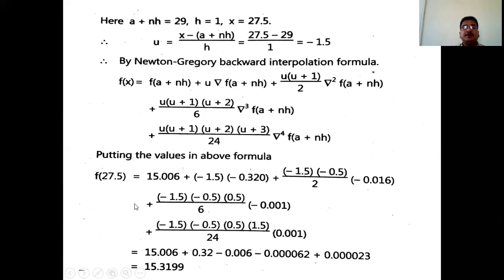At 27.5 is x, and f of a plus nh, the last point, is 29. That is the value of x at the last point, and we have the answer: u is this. Write the general formula and substitute the values. So this is 2 factorial, 3 factorial means 6, 4 factorial means 24, and find the value at this point.